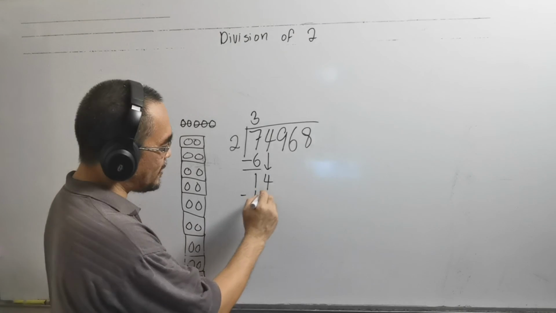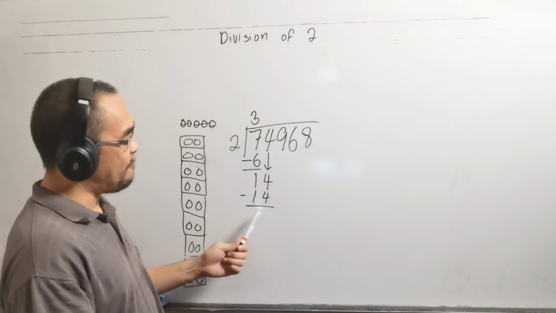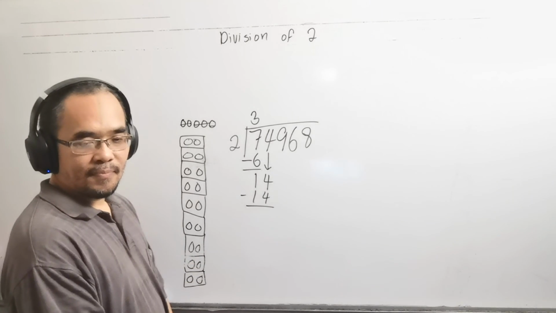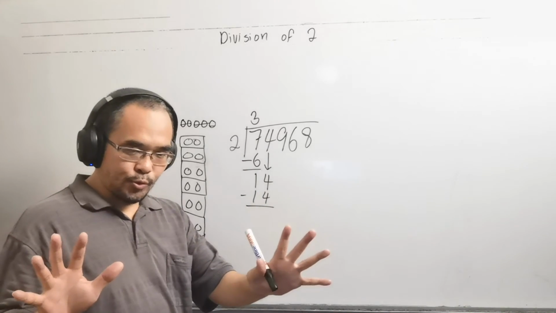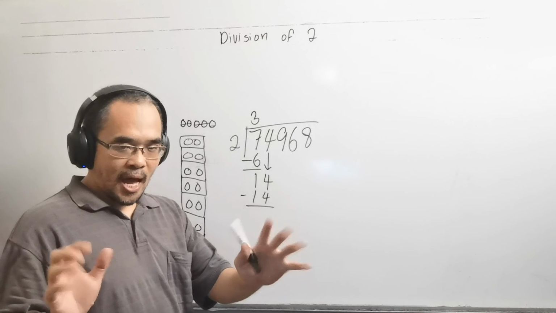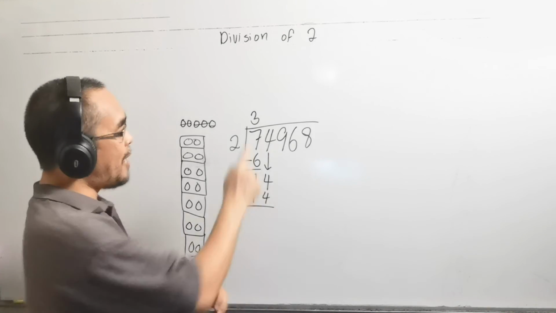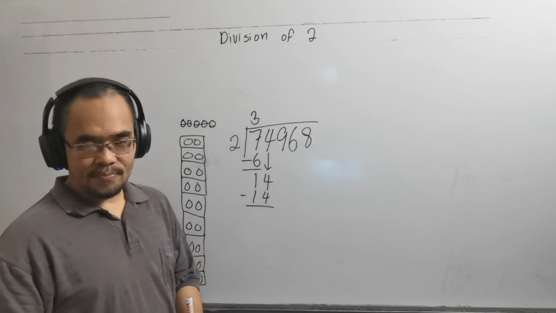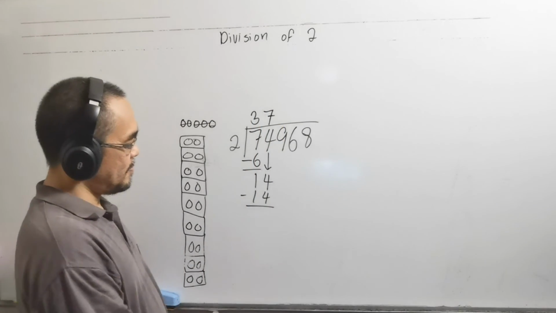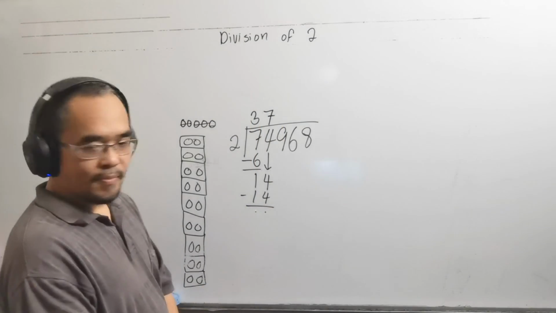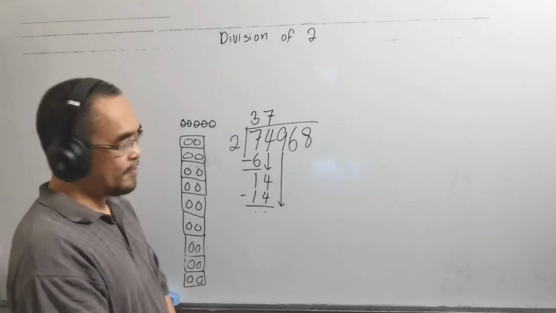Yes, it becomes 14 because there is 14. But how many fingers do you use in order to get 14? No, what I mean is how many fingers do you use? Because we have to write down on top of 4. 7. Yes, correct.